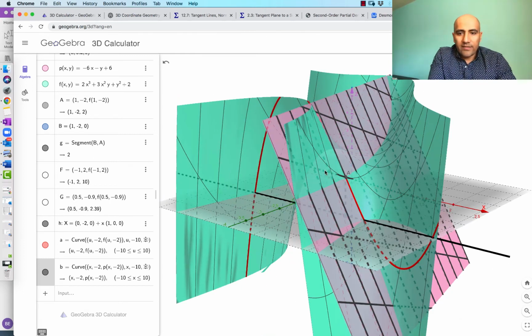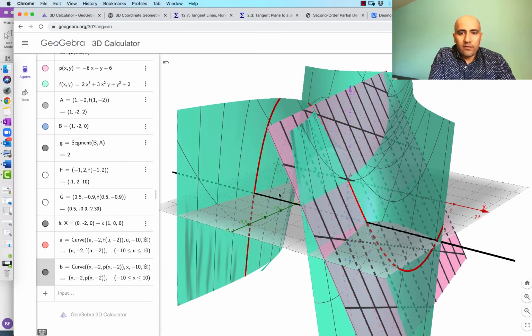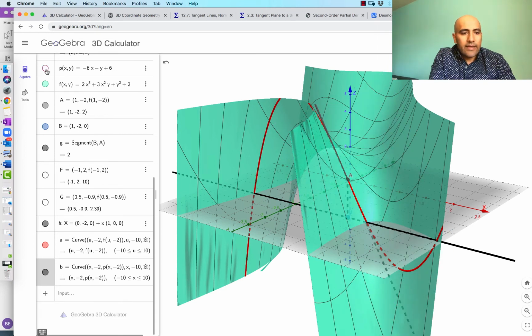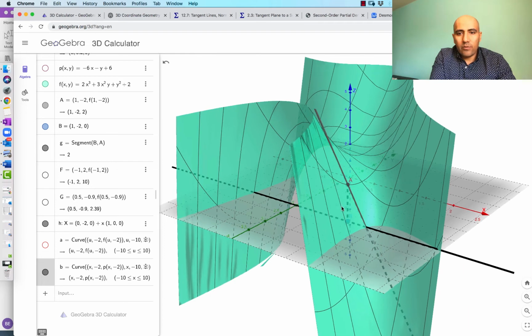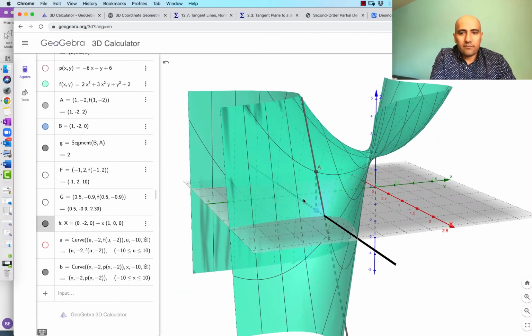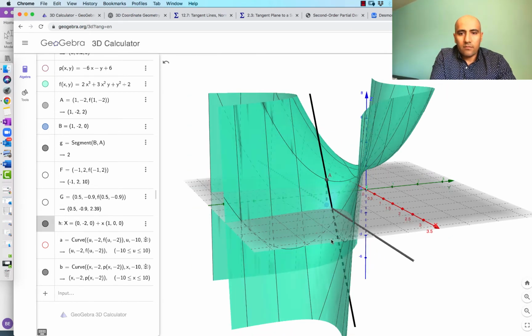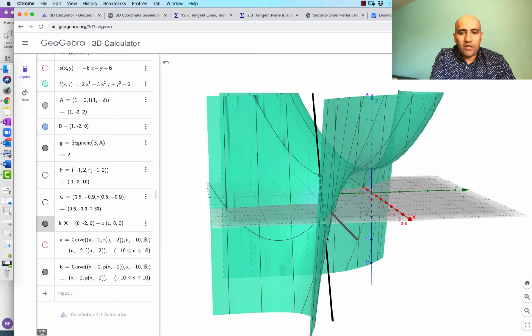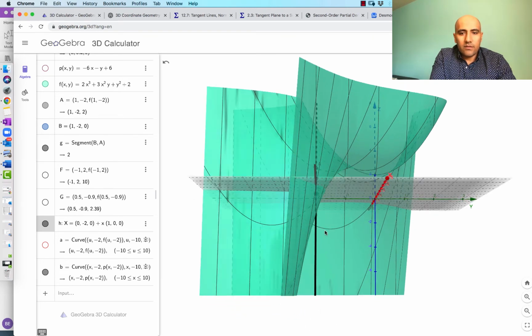Okay, so let's just strip away some of this stuff. There's just so much stuff everywhere. Let's take away that plane P. That's this plane right there. And let's take away that red curve there. There it is. And so what we see is exactly what we wanted, a tangent line. This black tangent line. Let me zoom out a little bit more. This black tangent line, as you can see, there it goes.